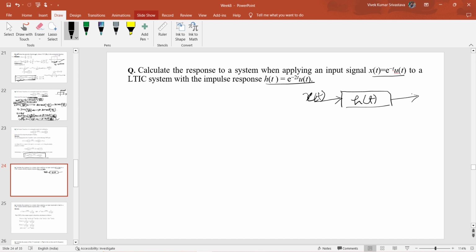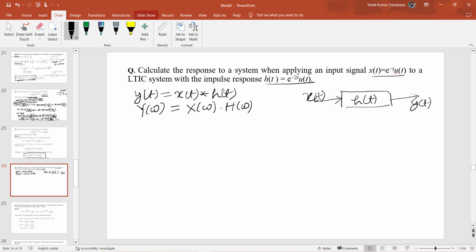So now we have to evaluate the response of this system. The response of a linear time invariant system is represented as y of t, which is nothing but the convolution of x of t with h of t. Or in the frequency domain, by using the property, we can also write it as y of omega equals x of omega dot h of omega. Means in the frequency domain this will be a multiplication basically.